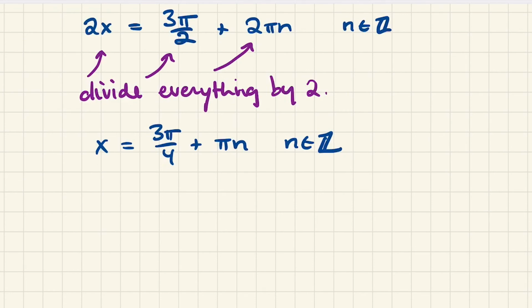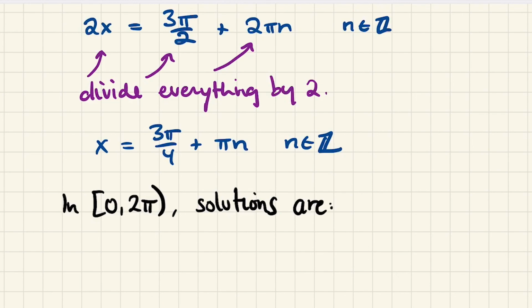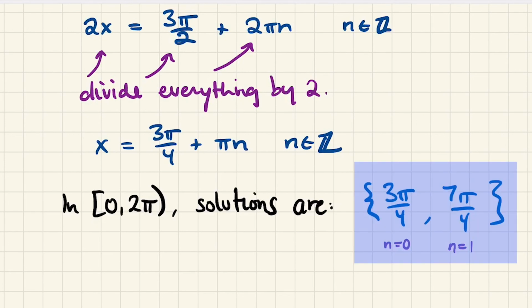However, the question did stipulate to list the solutions in 0 to 2 pi. So we're just going to list them manually. So we can see, of course, 3 pi over 4 is a solution. That's the case when n is equal to 0. What about when n is equal to 1? Well, 3 pi over 4 plus 1 times pi is 7 pi over 4, and that's also in the unit circle. However, when n is equal to 2, that's 2 pi plus 3 pi over 4, which is obviously too big. So those are the only two solutions that we have. 3 pi over 4, 7 pi over 4. And that's it.